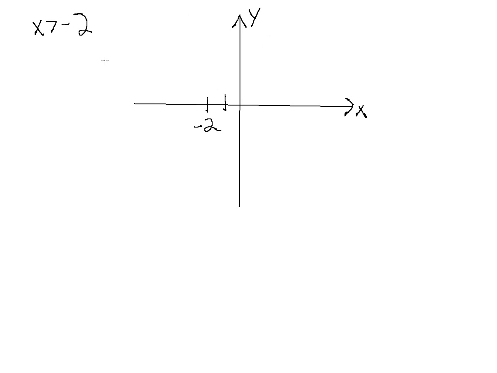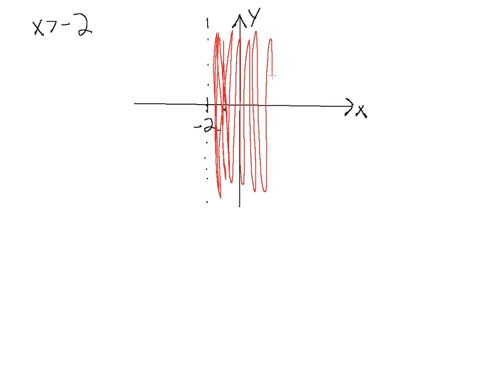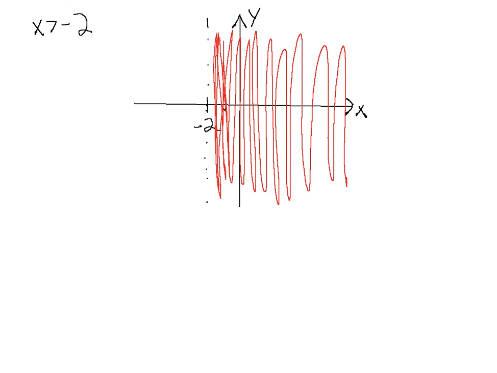Okay, so we're looking for all the values that are greater than minus 2, but not including minus 2. So we're going to put a dotted line right through x equals minus 2, and we're going to shade everything to the right, all the values that are greater than minus 2. And that's the graph of x is greater than minus 2.